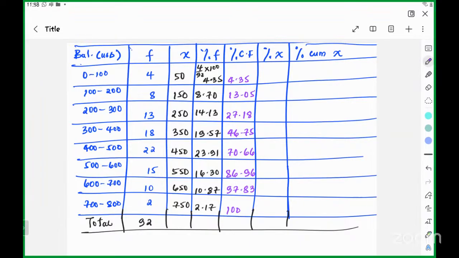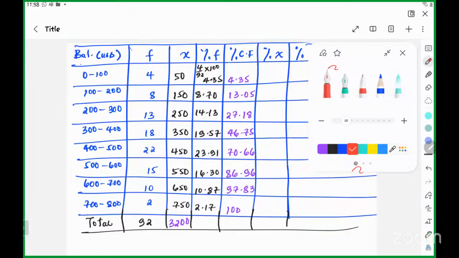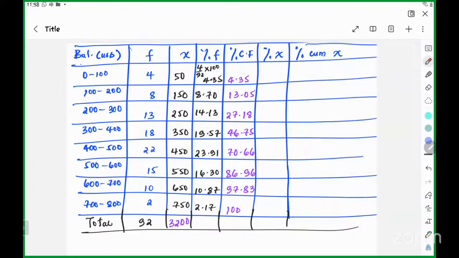Okay, what is total X? Francis, how did you get the cumulative frequency? 3,200. How did you get the percentage cumulative frequency? Usually the first cumulative value is the same as the first frequency. For us to get 13.05, it was 4.35 plus the next frequency, 8.7. You've understood? Yeah.